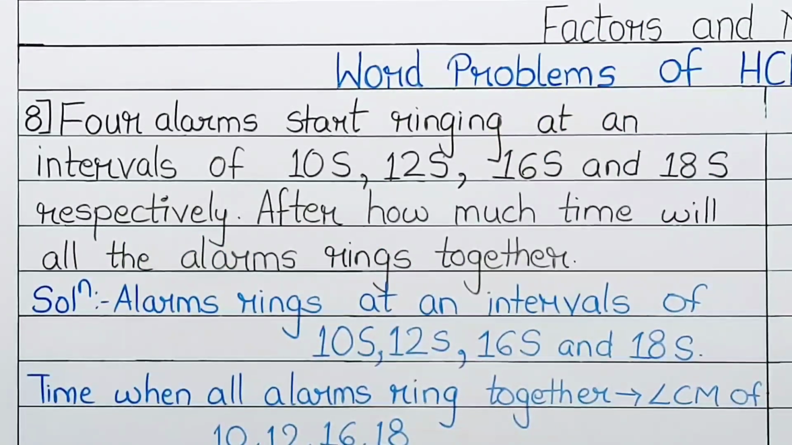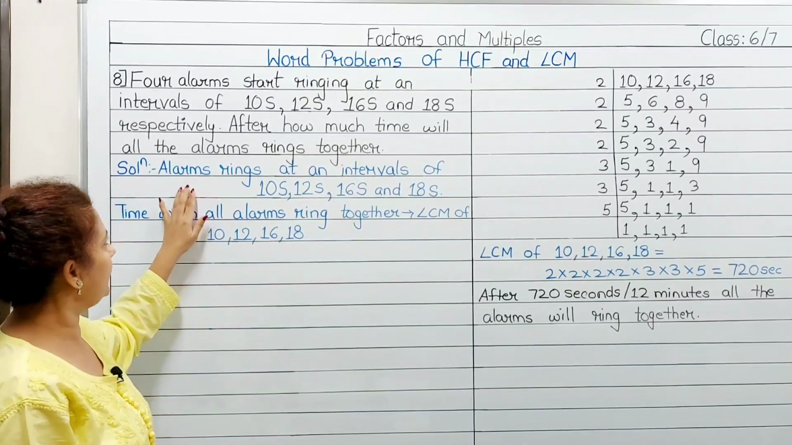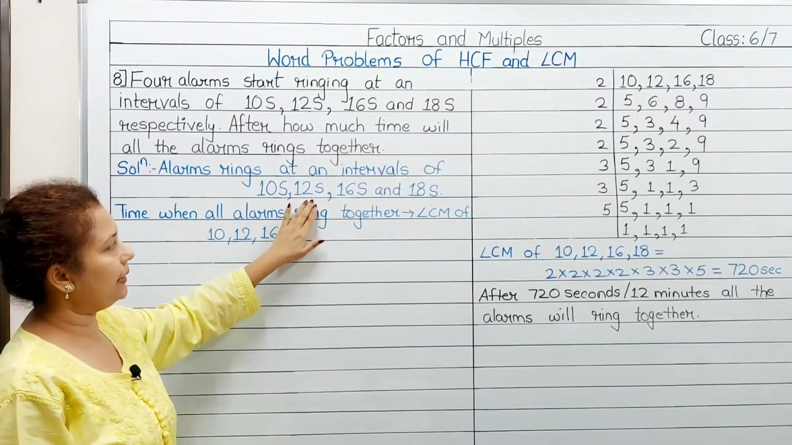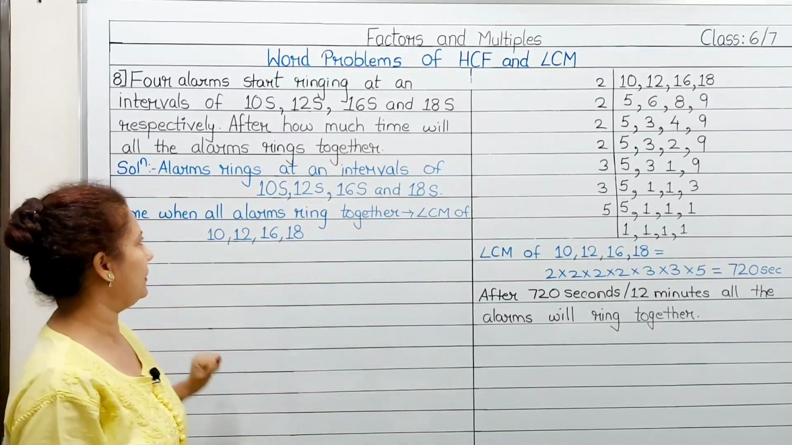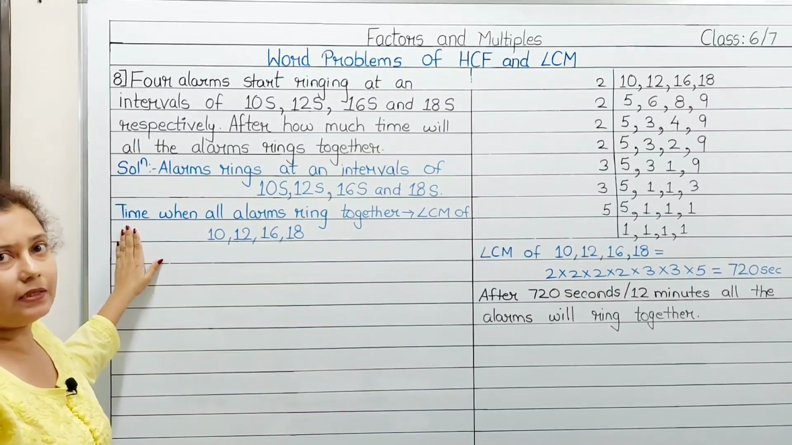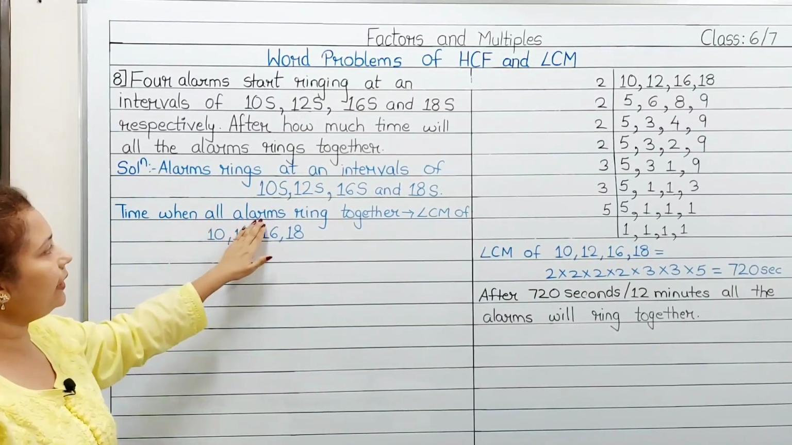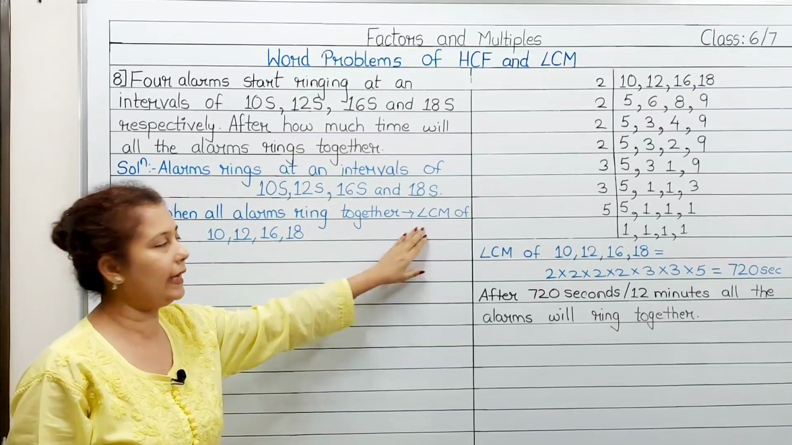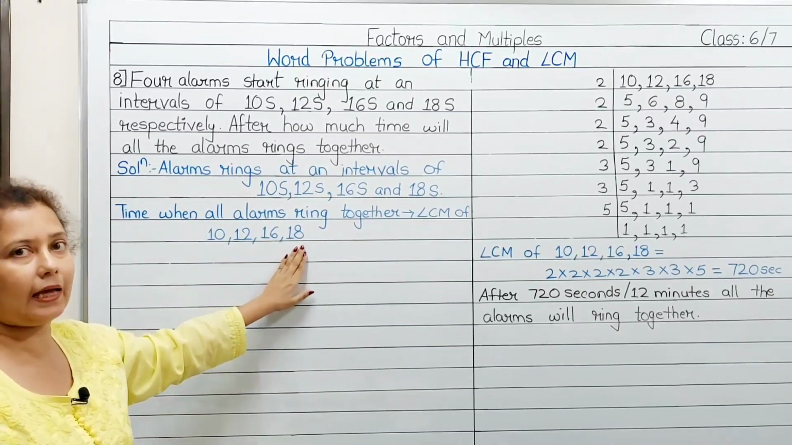Four alarms start ringing at an interval of 10 seconds, 12 seconds, 16 seconds and 18 seconds respectively. After how much time will all the alarms ring together? In this sum, it is given that different alarms ring at intervals of 10 seconds, 12 seconds, 16 seconds and 18 seconds. They have asked us to find the time when all the alarms ring together. So here, together means we have to find LCM of 10, 12, 16 and 18.